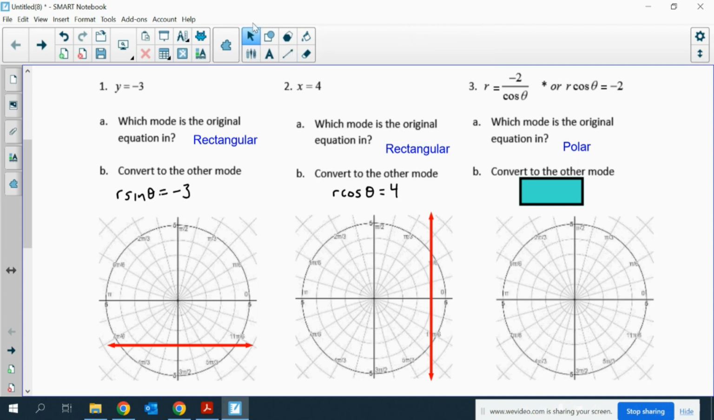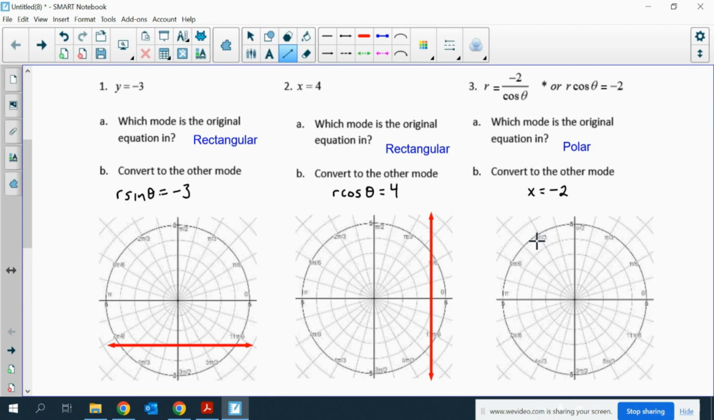Now number three is in polar form, r equals -2 over cosine theta, or r cosine theta equals -2. Hopefully we recognize that from the previous problem. We see that that's x equals -2. So we graph x equals -2. Notice it's pretty easy to graph these things using the circles because each of the circles has a radius of something, and that shows you what your x value is.